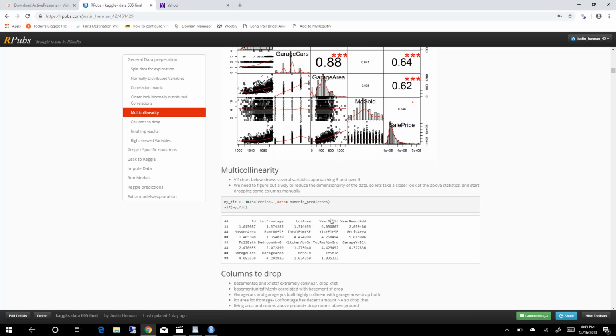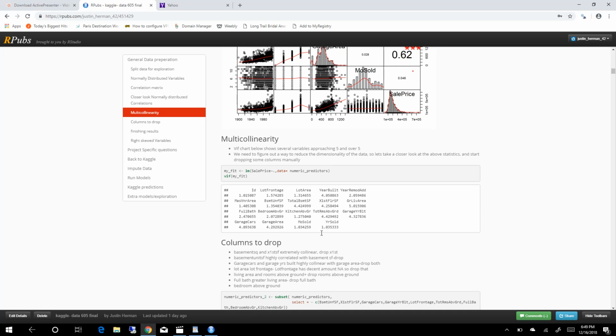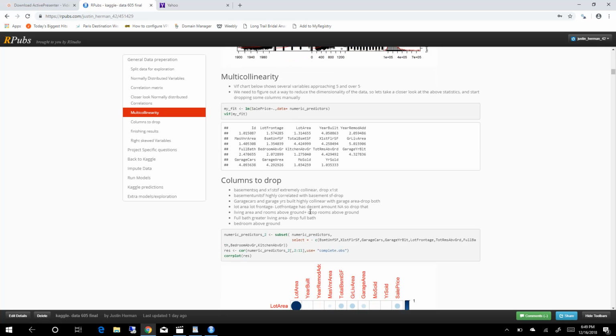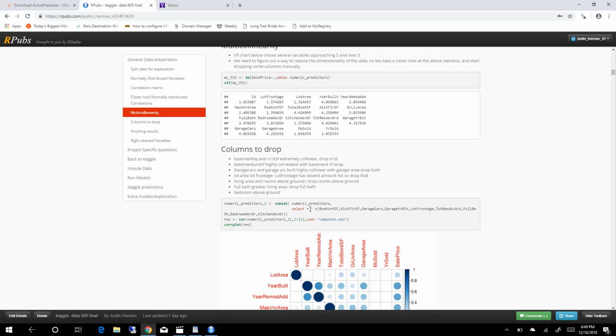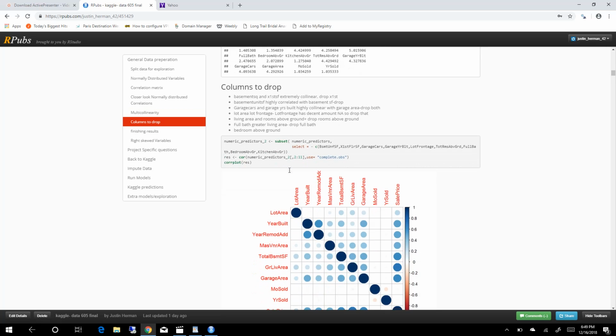So when I plugged all these things into the VIF chart, I saw that it doesn't look terrible, but anything above five would be considered bad. It's okay, it's not terrible, but it still gave me concern, and I decided I wanted to start dropping variables.